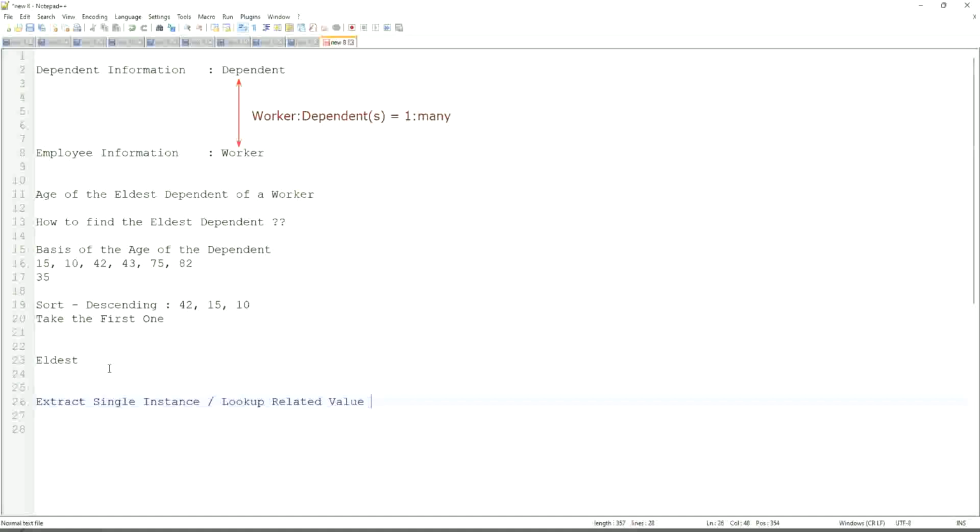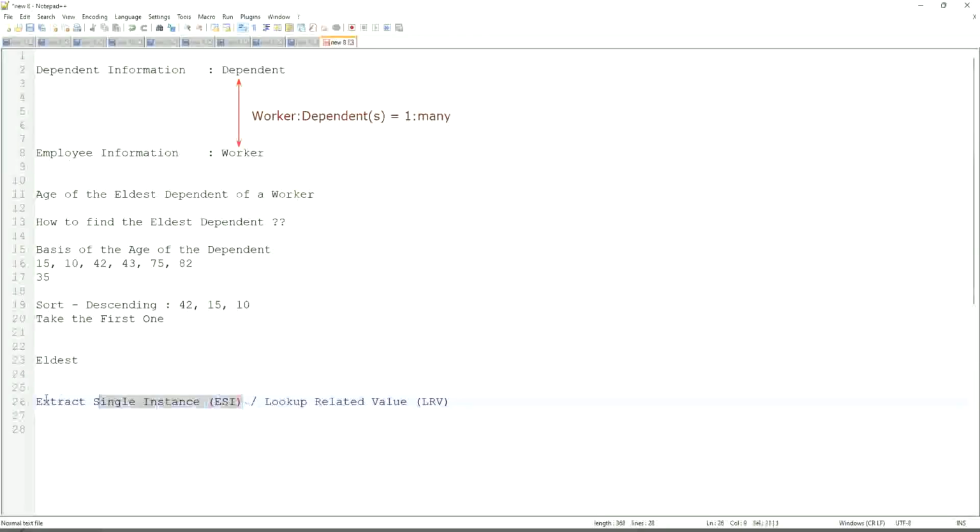ESI and LRV. Extract single instance is called ESI. Lookup related value is LRV. They work in combination. We do not only leave with ESI. Once we extract the ESI, we use it to get some value. That's the LRV. Like here, we are going to get the age of the eldest dependent.